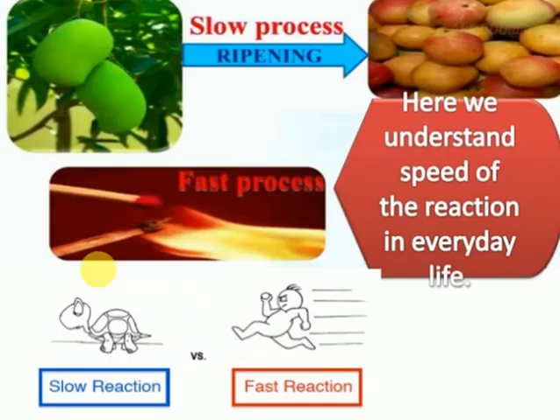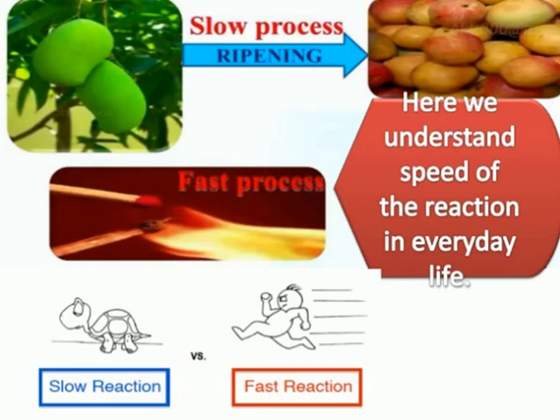Next, in chemical kinetics, we will discuss the very slow reactions and fast reactions, as you can see clearly here. The ripening of fruits is a slow process. The burning of mastic is a very fast process. In chemical kinetics, we are more focused on moderate chemical reactions, not on slow reactions or very fast reactions.